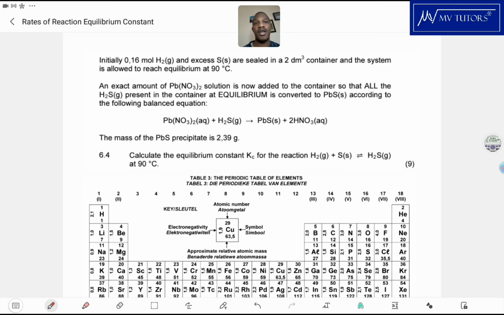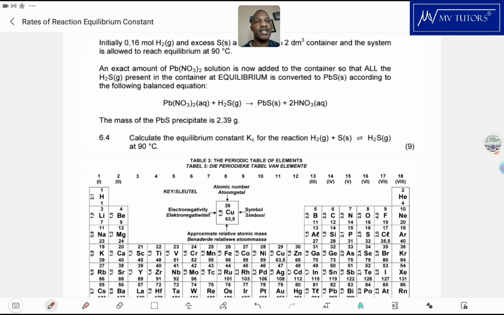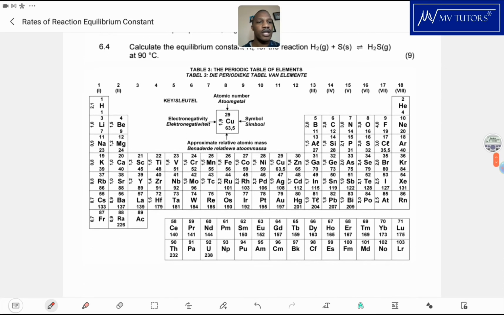Now there's one more thing I need you to know about the equilibrium constant. When we are calculating the equilibrium constant, we do not consider solids. We only consider gases and aqueous solutions. So S will not be in our equation. All right, let's get down into it. Let's get into the nice, delicious calculations.